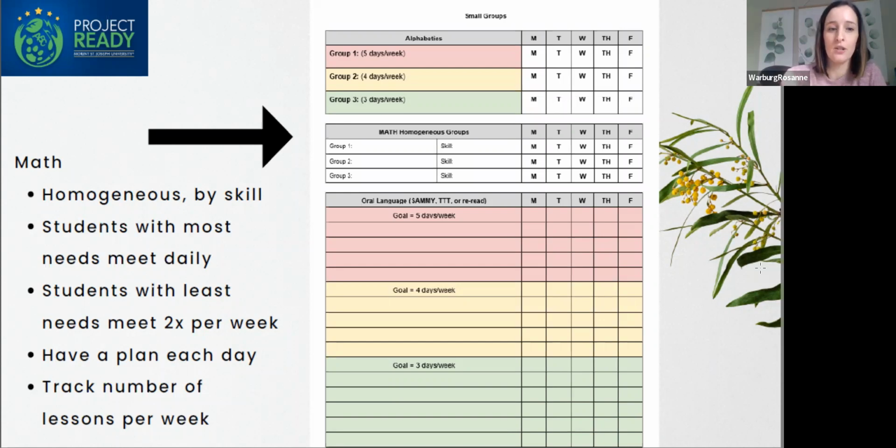So at the end of the week, you're able to look at it and see exactly how many times you were able to see each group. Again, with math, our students with the most needs, we're really trying to meet with daily. Our students with the least needs about 2 times per week. And we are starting every day with our plan so we know exactly who we are wanting to see that day, exactly what small groups we are hoping to implement. And we are keeping careful track of what we are able to do there so that we can later look back and see exactly what we were able to do.